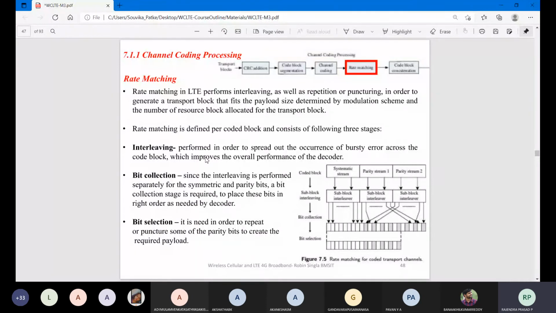So rate matching is divided into these three sections. One section is interleaving, performed in order to spread out the occurrence of burst errors of the code block, which improves the overall performance of the decoder. So interleaving means only data should not be there; in between something should be there. That is what we are trying to do.